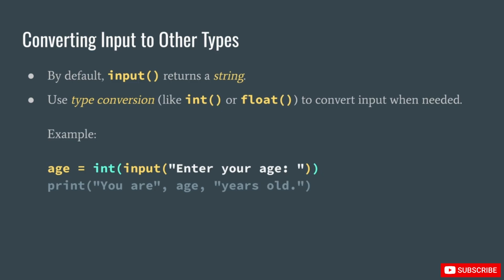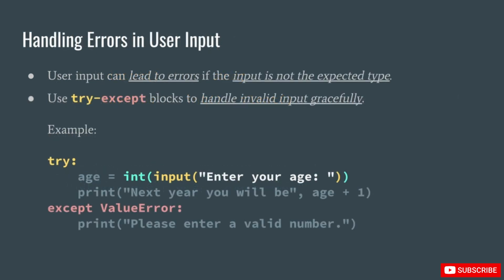By default, the input function returns data as a string. When expecting numerical values, you need to convert it to the desired type, such as integer or float. When dealing with user input, errors can occur if the user provides data that doesn't match the expected type. For example, if you ask for an age and the user enters text instead of a number, it will cause an error. To handle such situations, you can use a try except block. This will allow your program to catch the error and prompt the user with a friendly message, ensuring it doesn't crash.